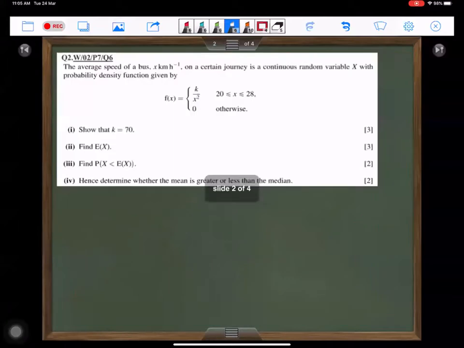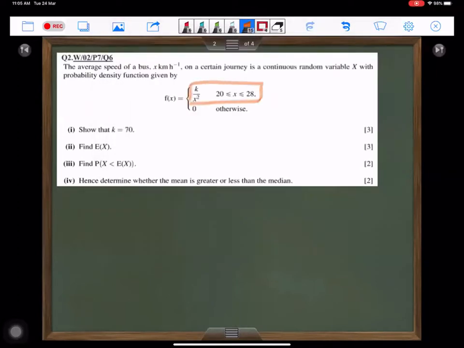Now, for example, if I look at this question: the average speed of a bus, X kilometers per hour, on a certain journey is a CRV with a probability density function given by f(x) = k over x squared, x lies between 20 and 28, 0 otherwise. This second statement will always be given, that is 0 otherwise. That means this function is only valid for this range. For any other value, this function has no significance whatsoever. So now let's start with the first part.